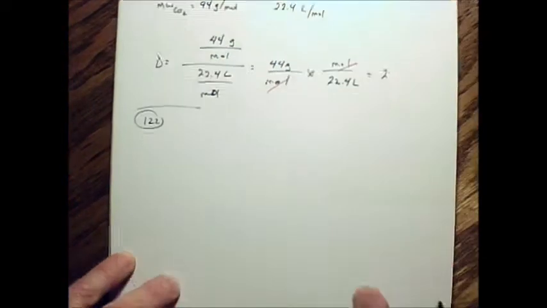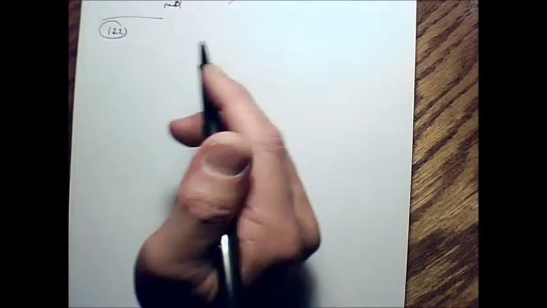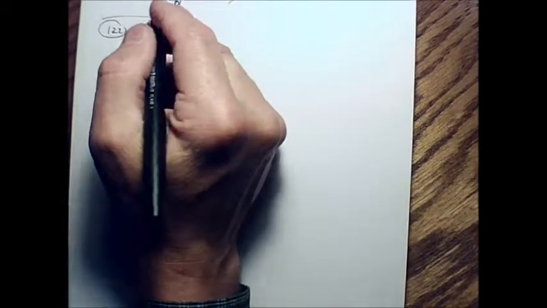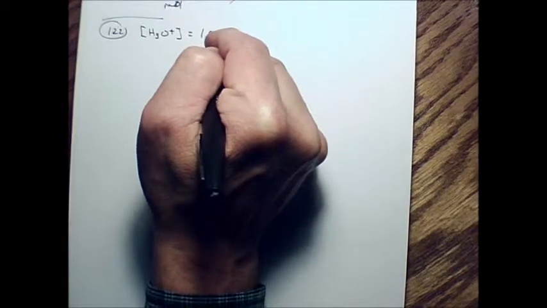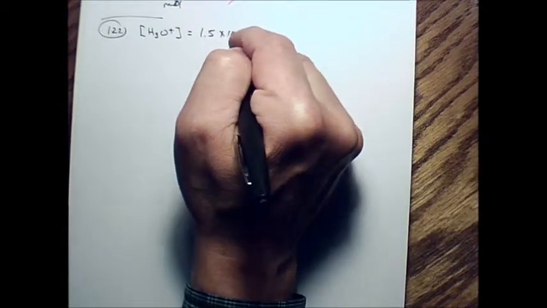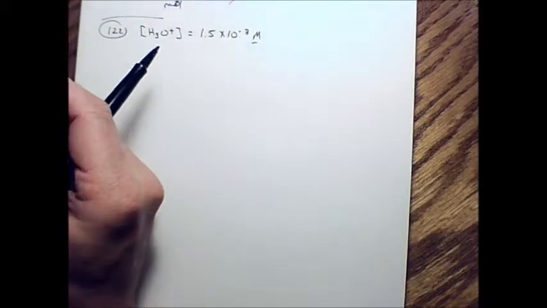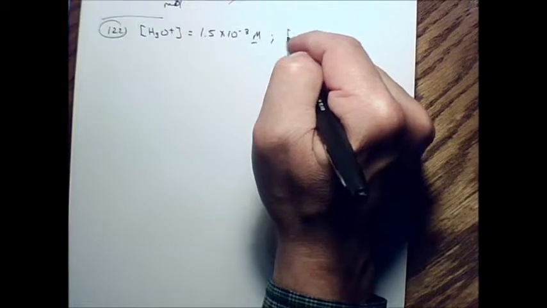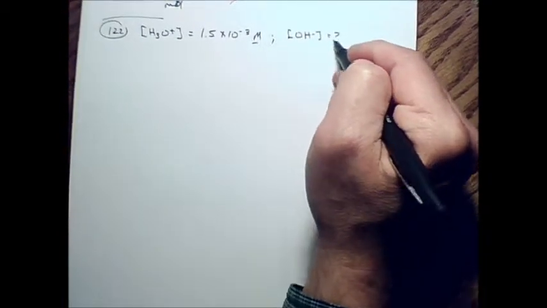Alright, so 122 on the practice exam, the CP practice exam, asks you if the concentration of the hydronium ion in an aqueous solution is 1.5 times 10 to the negative 3 molar. So the hydronium ion concentration, H3O plus, is equal to 1.5 times 10 to the negative 3 molar. What would the concentration of the hydroxide ion be? This is the molar concentration symbol here. It wants to know what that is.